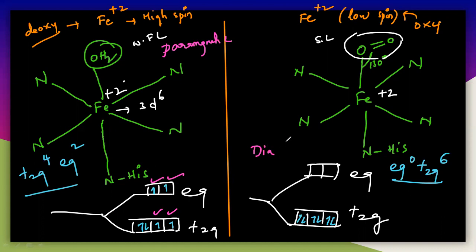Because I am telling you exactly the difference between deoxy and oxyhemoglobin: one has a diamagnetic property and the other has a paramagnetic property, and we have to see the major difference between these two. It is a competitive question, an easy question, paramagnetic and diamagnetic. Here T2g4 Eg2, and here Eg0 T2g6, because of the weak field ligand and strong field ligand.